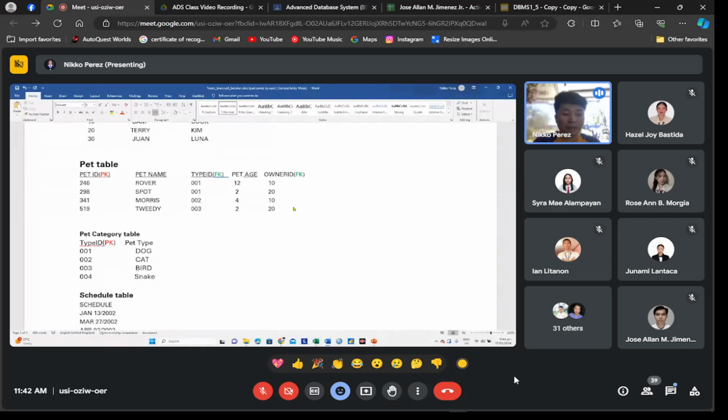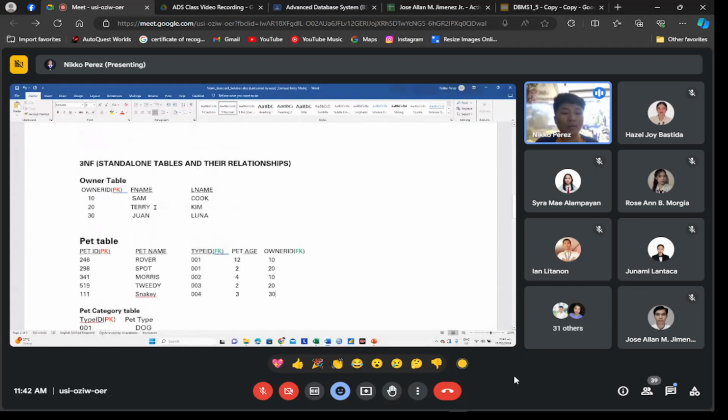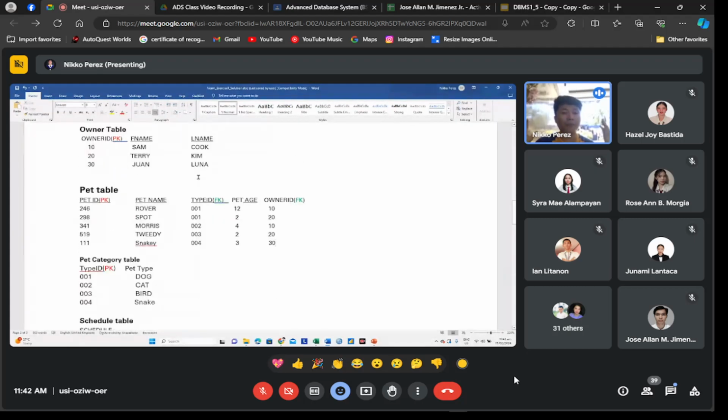Then in our pet table, for example, ID 111, the name is Snakey. We don't put the type name there, just the type ID, 4, snake. The pet age is, let's say, 3, and for the owner you simply provide 30. Inserting is easy, no problem, no data redundancy. Everything runs smoothly.